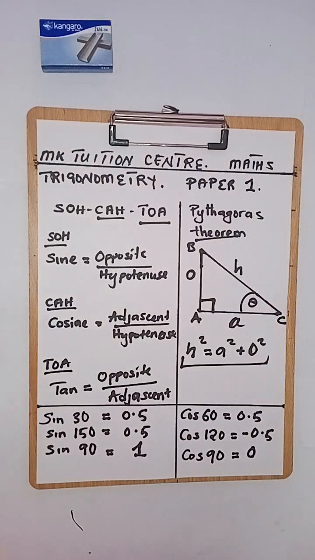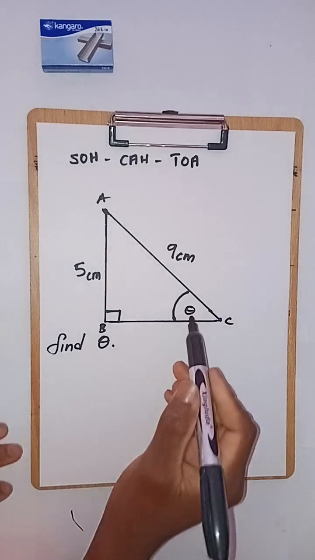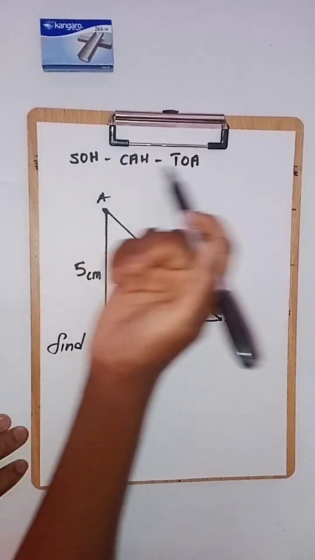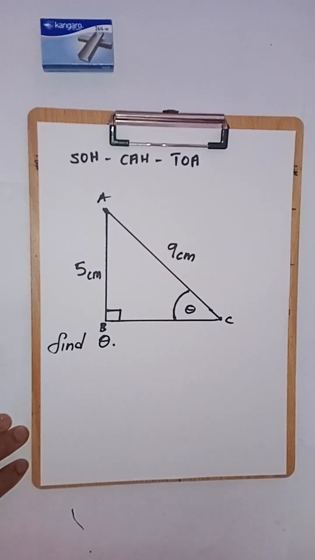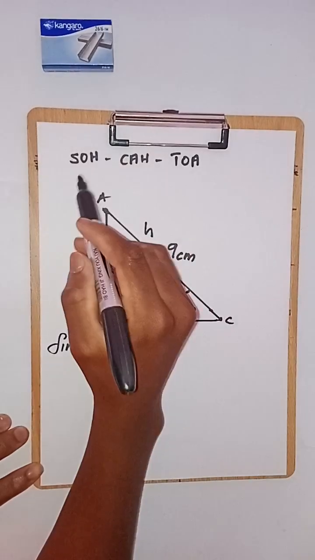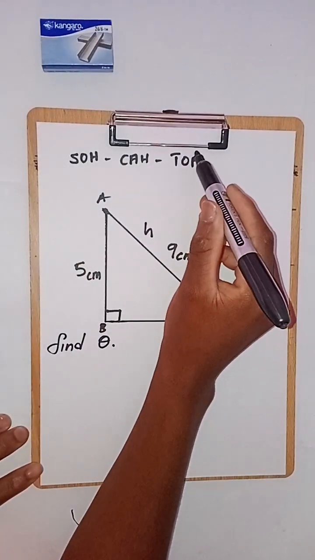Now, before we have a look at the question, let me bring out this diagram. We have this diagram here. It is a right angle triangle ABC. We are told to find theta. So how can we find theta using SOHCAHTOA? You are going to check what you have. Already here we have the hypotenuse, so the one we are going to use must have hypotenuse. So already this one has been cancelled.